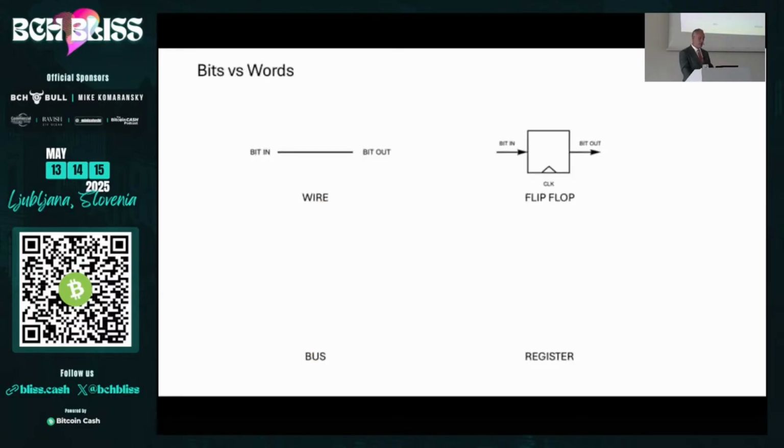Bits versus words. Wires carry bits. Flip-flops store bits. A bus is a collection of wires. It carries a word, and words are stored in registers. Registers are just a bunch of bits, all stacked up in a row.